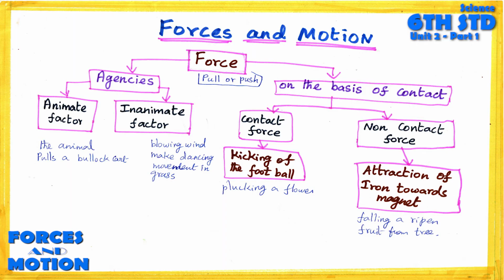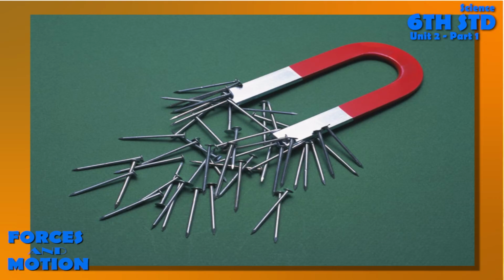How are these ripened fruits falling? I think you already studied in your lower classes, with the help of Earth's gravity, that is called gravitational force. Gravitational force is a non-contact force. Like that, another force is there. A magnet attracting iron filings is another example for non-contact force.